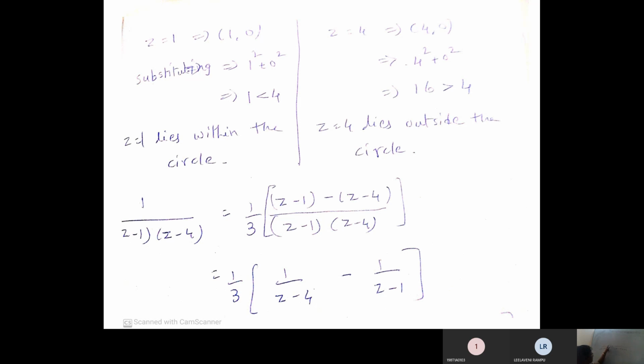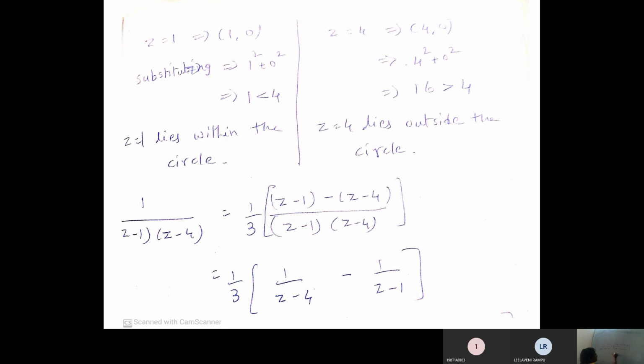Now, what is the numerator? 1. So if you subtract these two terms, (z minus 1) minus (z minus 4), z cancels out, minus 1 plus 4, 3. You have 3 turned out, but the numerator is only 1. But we got 3 here. So if you take 1 by 3 here, so here you have 3, 3 by 3 is 1. 1 by (z minus 1)(z minus 4).